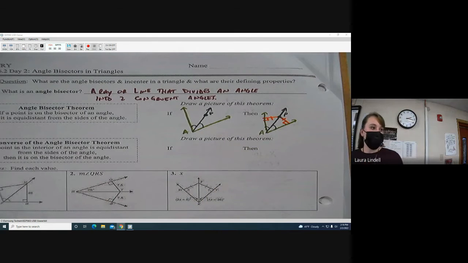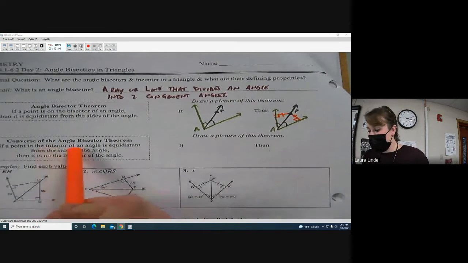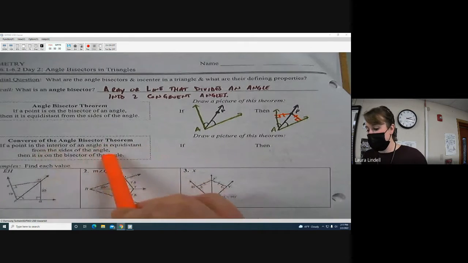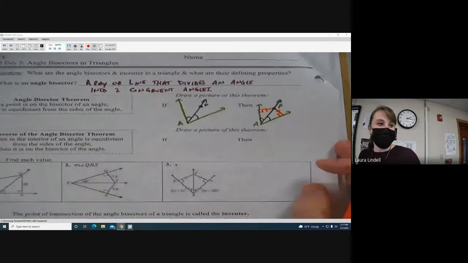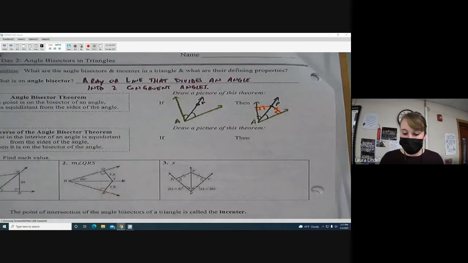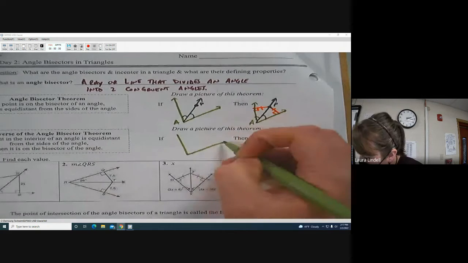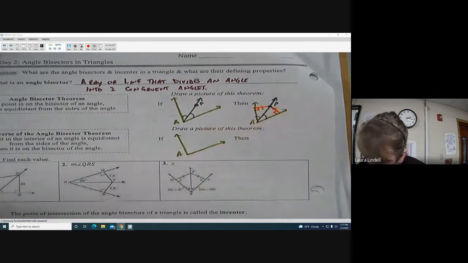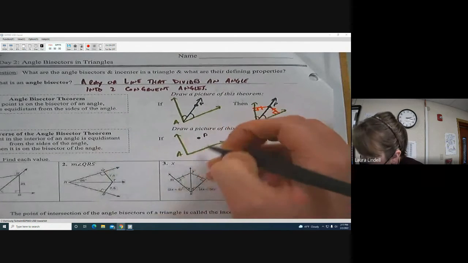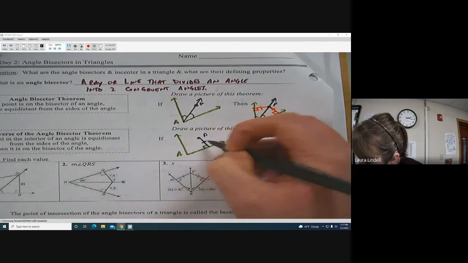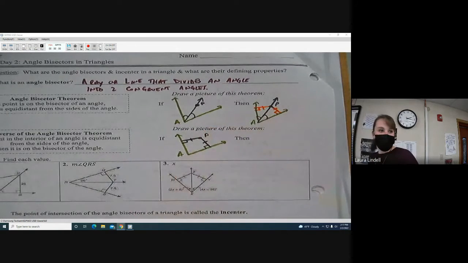The other way around, of course, the converse of the angle bisector theorem is that if a point in the interior of an angle is equidistant from the sides of the angle, then it is on the bisector of the angle. So this is another thing we can use to help us identify an angle bisector. So we're going to start with the same kind of drawing. We're drawing an angle. But this time, I'm going to put point P somewhere out here in my angle. And I'm showing that P is the same distance from both sides of the angle.